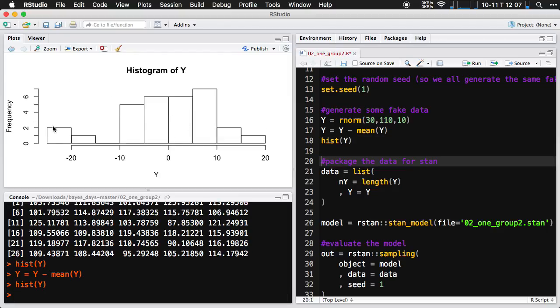And now it's shaped a little bit differently just because of how the bins were chosen, but now it's got a mean at 0.